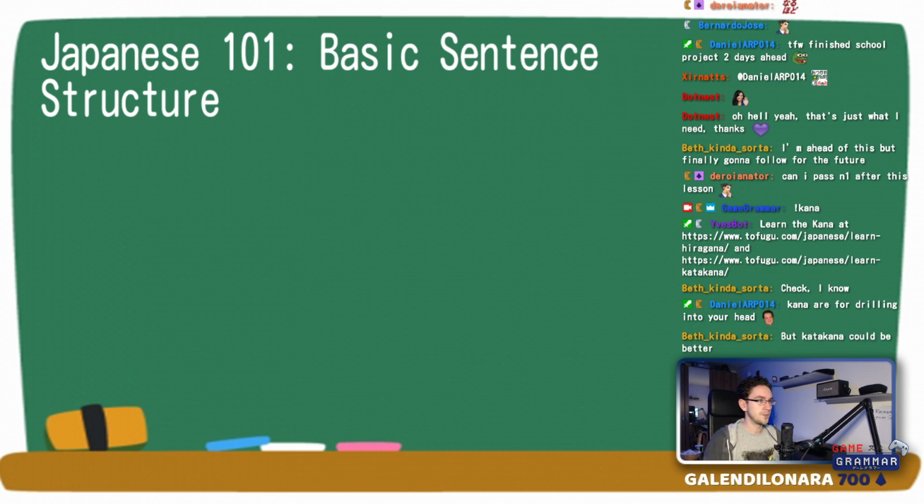Now, today we're going to start, like I said, with the basic Japanese sentence structure, which I think is important for you to sort of understand as a first thing. And to understand Japanese sentence structure, we're going to look at English sentence structure as well.